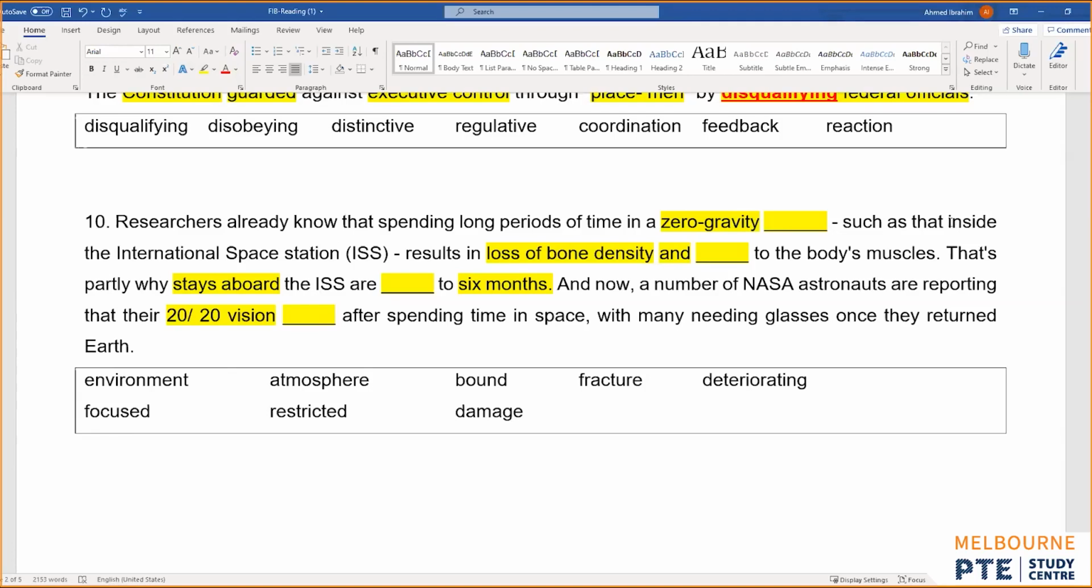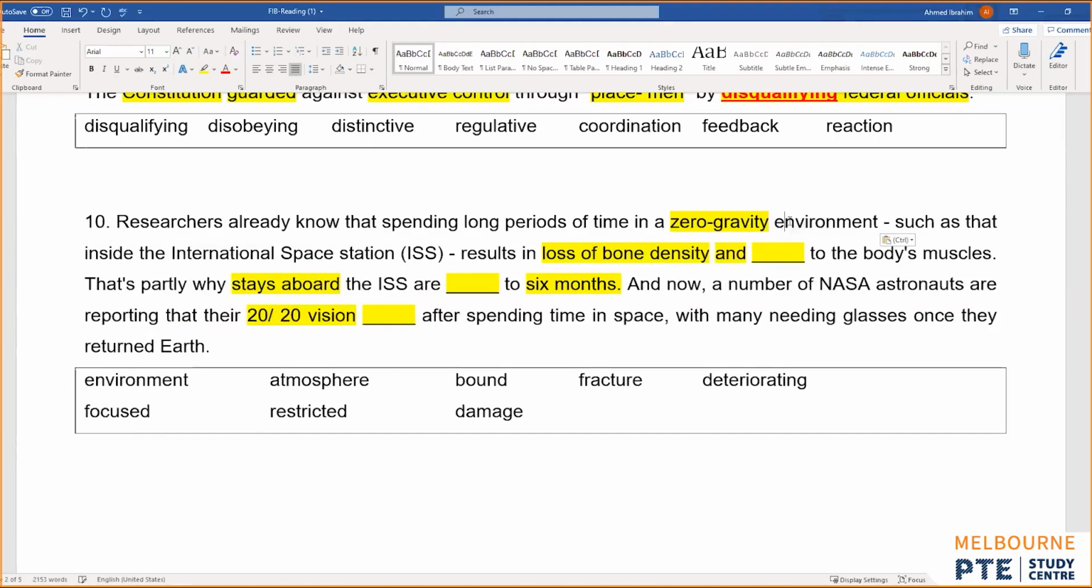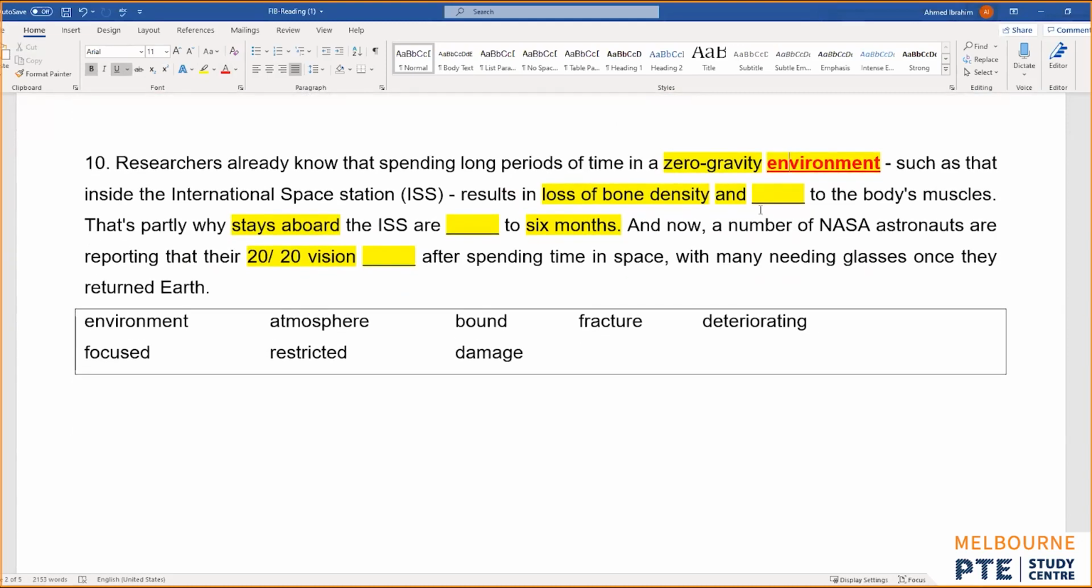Also see what it is actually saying, such as that inside the International Space Station. Okay, that's okay. Because atmosphere you consider out in the open, whereas zero gravity environment you can say any sort of place where there is no gravity. So that could be inside an International Space Station. And there are actually, I'm not sure it's here in Australia, but there are some adventure places in USA in which they actually take the plane up and then they take it straight down. And inside the plane, they create a zero gravity environment. Okay, so the people are floating, just like you would do in space.